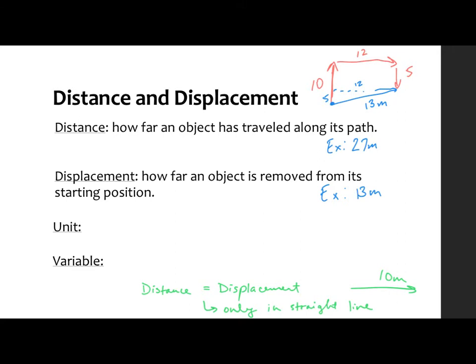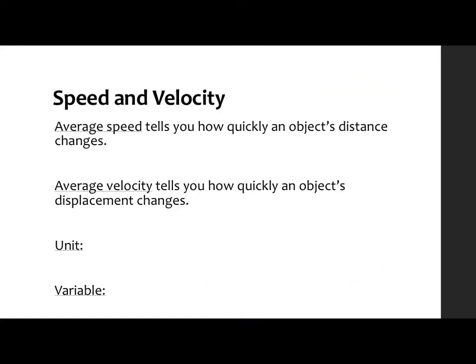Now, I went about talking about these two without even saying what their units and variables are. So the unit we measure distance and displacement in is meters. And then the variable is d, to represent both of them. Next, we move on to speed and velocity. So if distance and displacement ask how far, now we're talking about how fast. How fast are we moving?